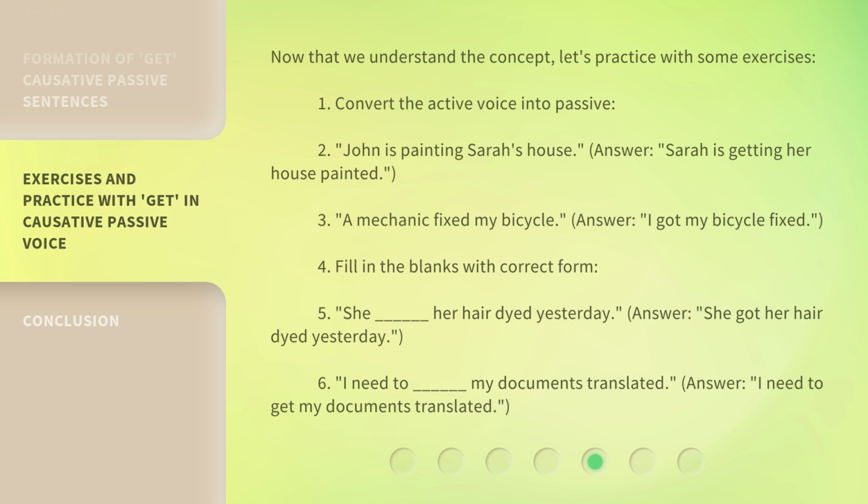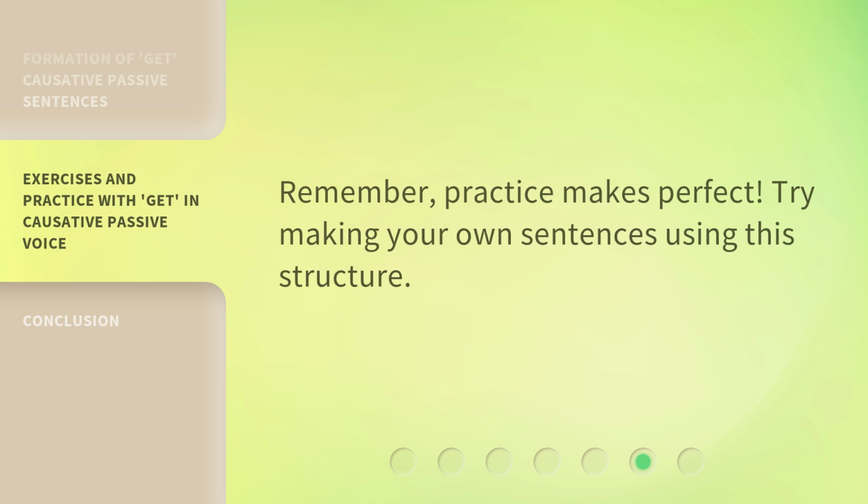4. Fill in the blanks with correct form. 5. She, blank, her hair dyed yesterday. Answer: She got her hair dyed yesterday. 6. I need to, blank, my documents translated. Answer: I need to get my documents translated. Remember, practice makes perfect. Try making your own sentences using this structure.